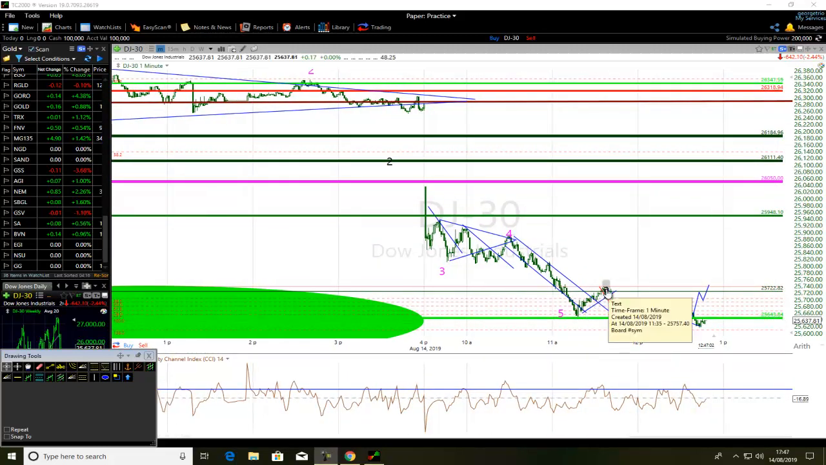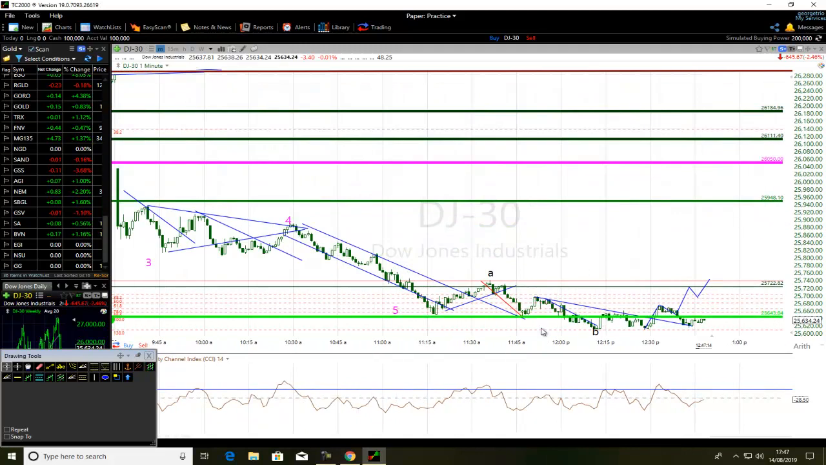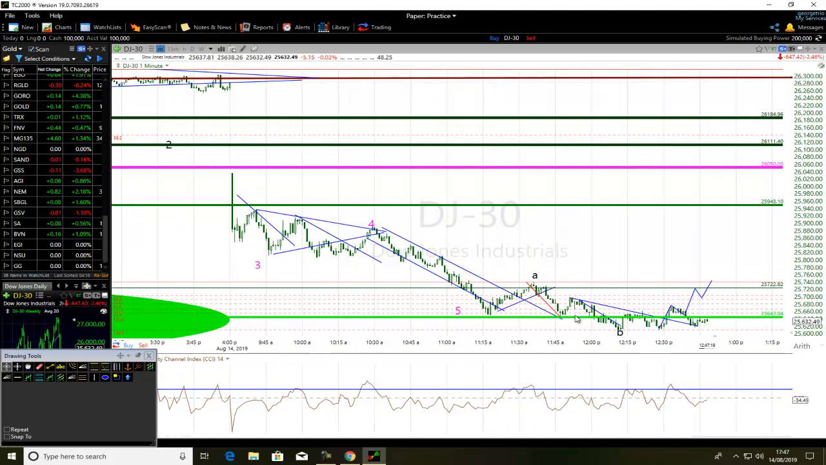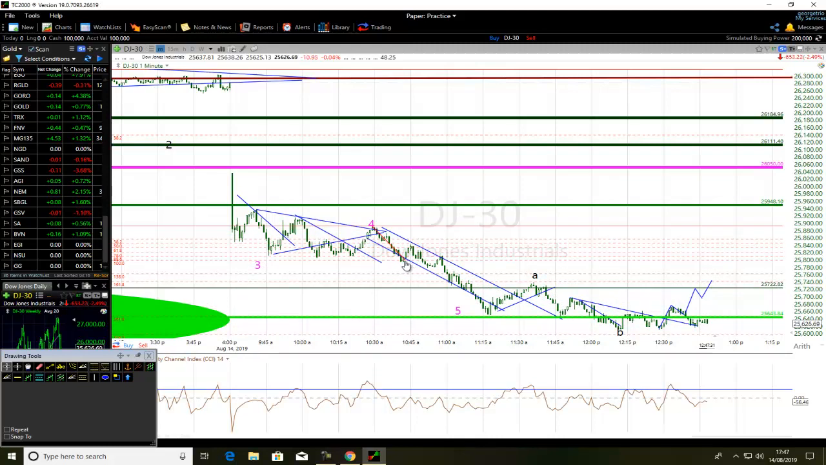And we have this bounce off. That bounce that you see there, that's the A minor wave of the flat correction. And this is the B minor wave of the flat correction. You see that the B minor wave went below the high of the fifth wave, which is good. Okay, so we are expecting the C minor wave of the flat correction.